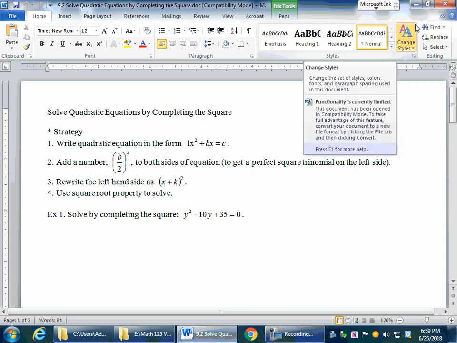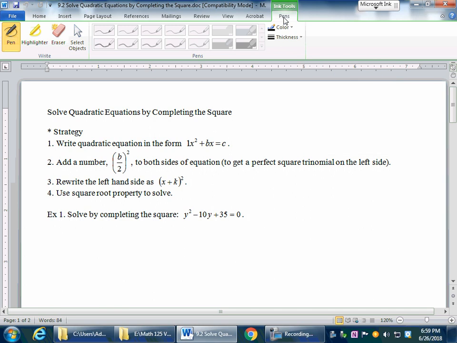9.2. Solving quadratic equation by completing the square method.